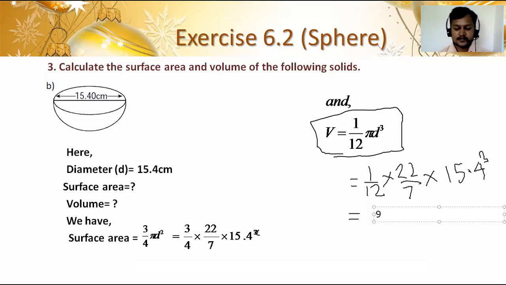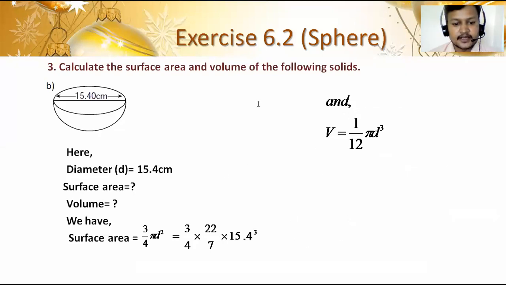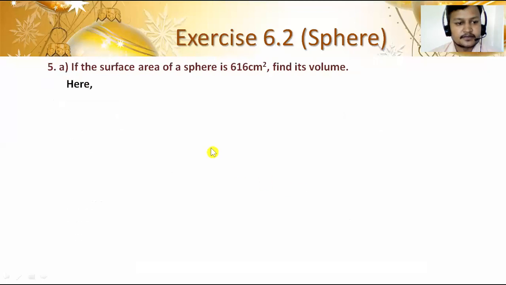56.54. It is cubic centimeter now because it is volume. Previously I made a mistake. Surface area is in square centimeter, and you got the answers. Then let's move to the next question.